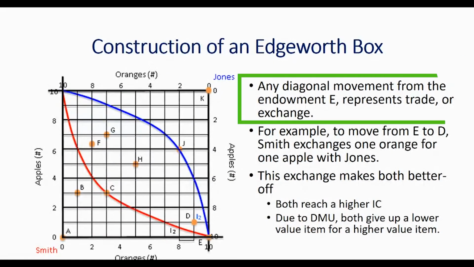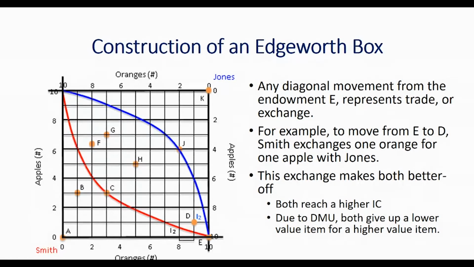Any diagonal movement from the endowment point, E, represents trade. Any diagonal movement. So it's going to mean in this direction from E, because that's the only diagonal direction you can go in. So if Smith and Jones were to move, for example, from E to D, in order to achieve that reallocation, here's what's going to have to happen. Smith, starting with 10 oranges and 0 apples, is going to have to give up 1 orange and receive 1 apple in order to get to point D.